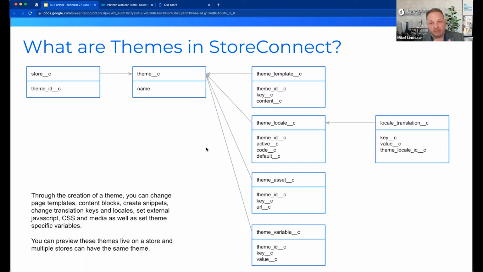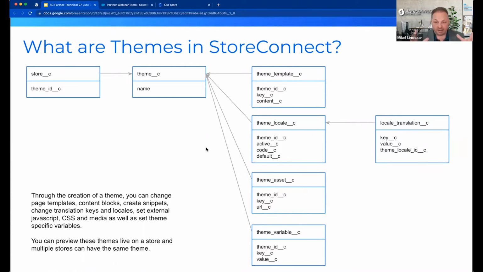And the root object is called a theme. It just simply has a name. A store can have one or more. A store can have a theme defined, and you can have multiple stores with the same theme if you want. That's totally fine. And then associated with the theme, you have a theme template, a theme locale, which has multiple translations, a theme asset, such as JavaScript, CSS, images, media, videos, and theme variables, which are just ways to store unique little bits of data that you might want to use elsewhere in the theme.